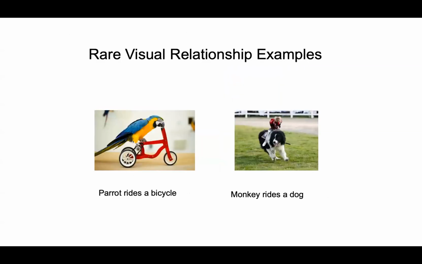These are some other rare visual relationship examples. On the left is a parrot riding a bicycle. On the right is a monkey riding a dog. Given these two images, the current AI model can recognize a parrot, a bicycle, a monkey, and a dog. They are very common in the real world. But recognizing their relationships can be very challenging because the model has never seen, or maybe only seen one or two, such examples in the training data. So it's difficult for an AI model to predict.